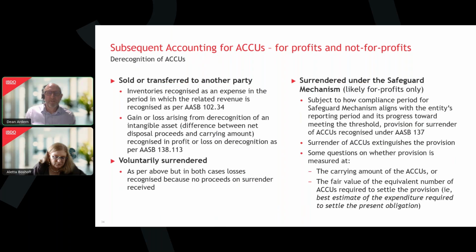Whereas if you're talking about intangible assets, you don't actually record separately the consideration paid for an intangible asset. So under AASB 138, if you sell an item of intangible asset, you're only recognising the gain or loss. So it's a net figure that you're recognising as opposed to the gross amount if it's inventory.